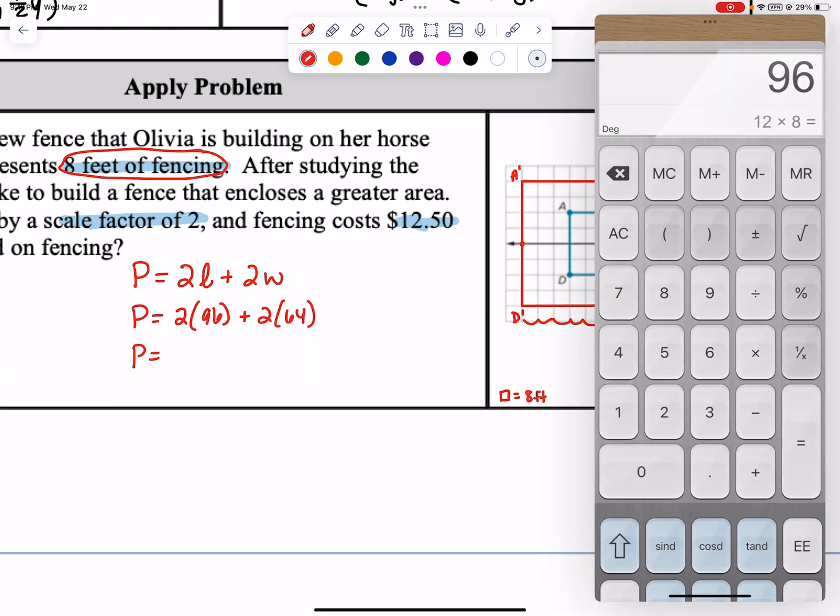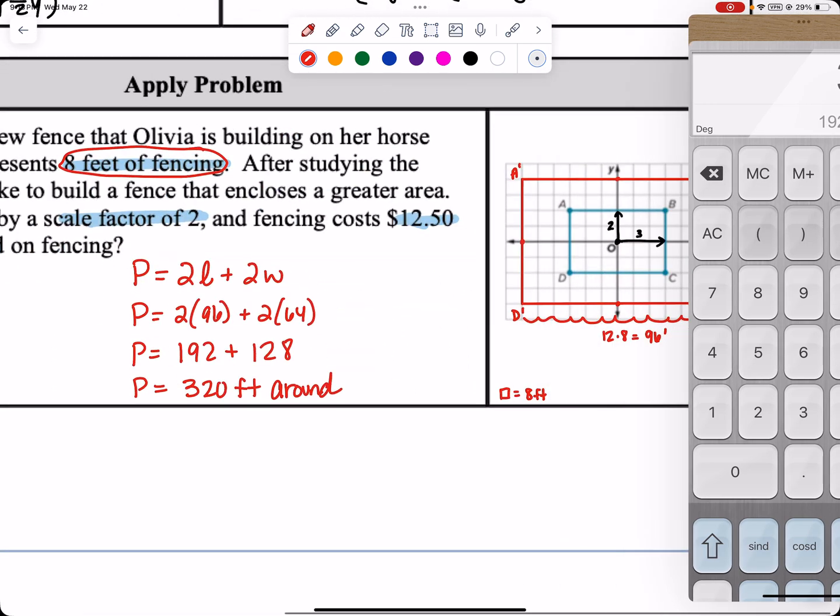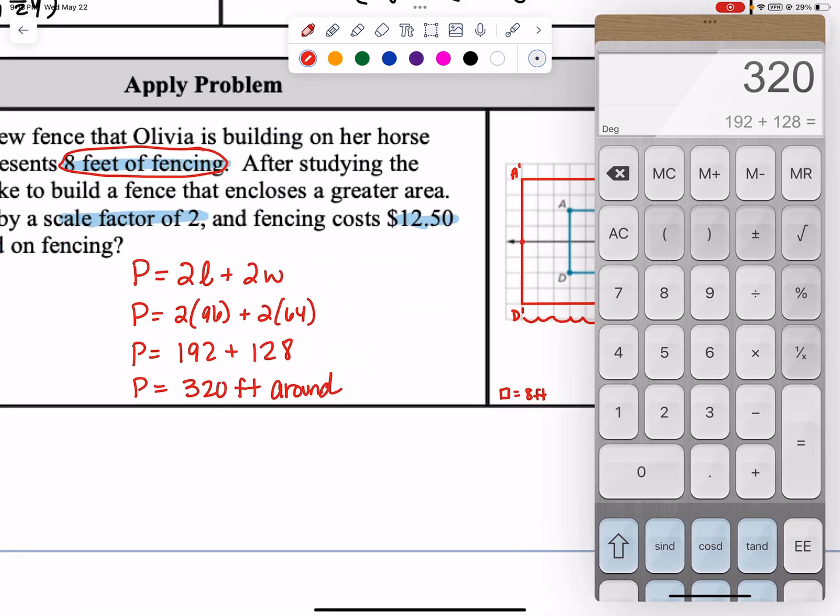What do we get for an overall perimeter? Let's type that in. 2 times 96 is 192, plus 2 times 64 is 128. So the overall perimeter in feet, 192 plus 128, is 320 feet around.